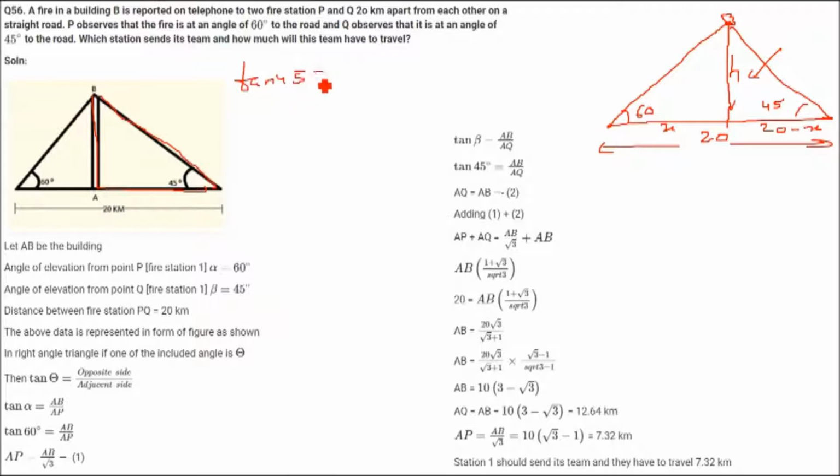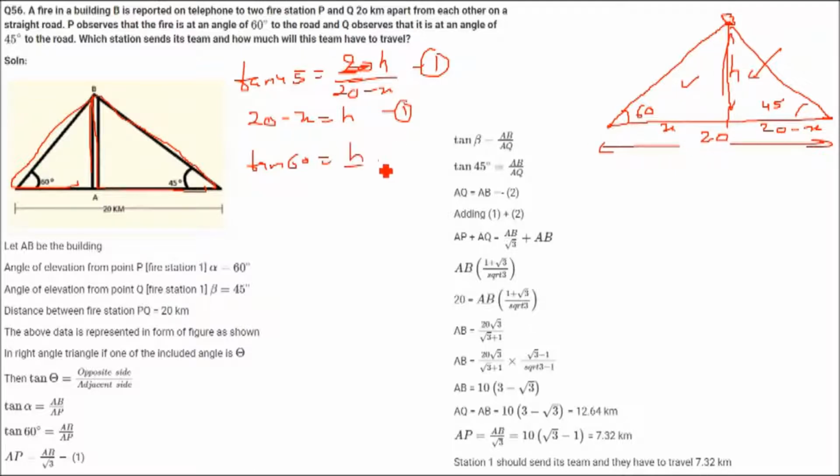So in this, tan 45 degrees will be equal to h by 20 minus x. So this is the first equation, because tan 45 is 1, so 20 minus x will be h. We are going to use this equation shortly. Now for this triangle, tan 60 degrees will be equal to perpendicular by base, h by x.